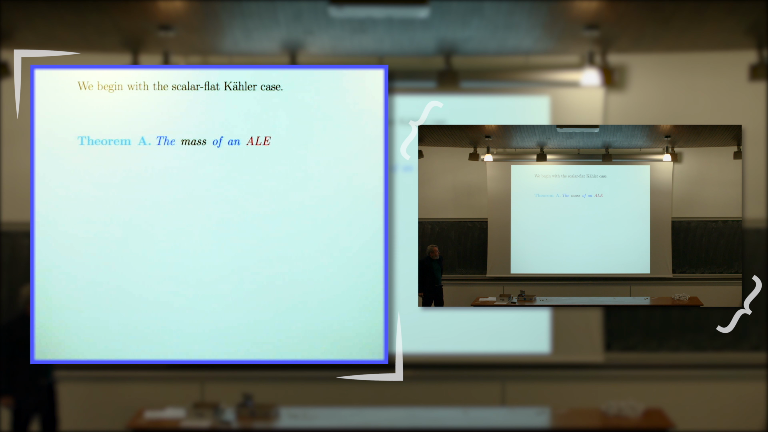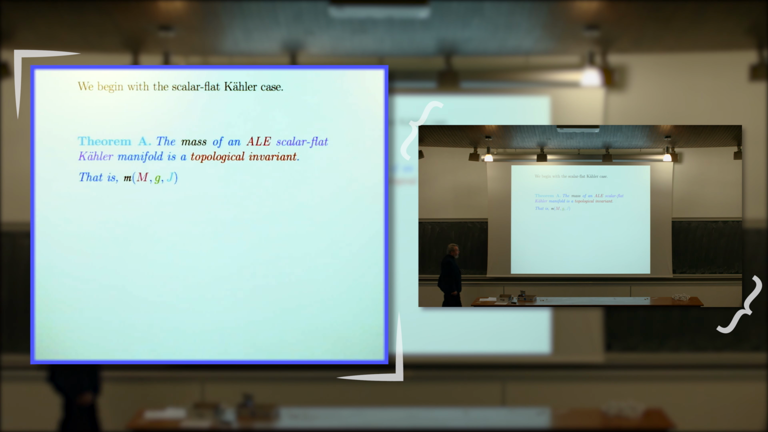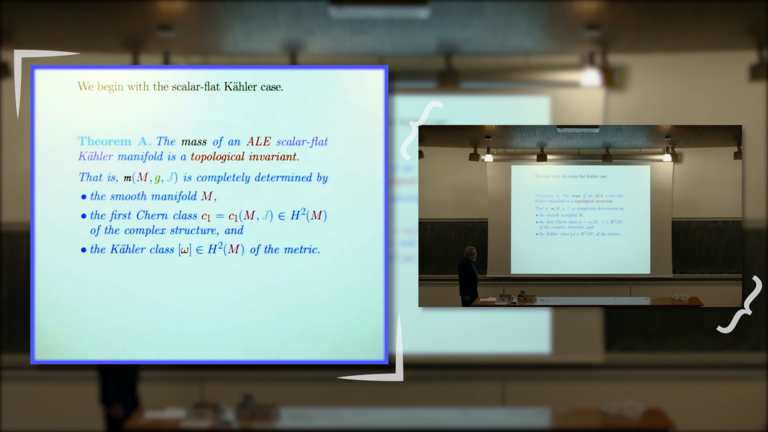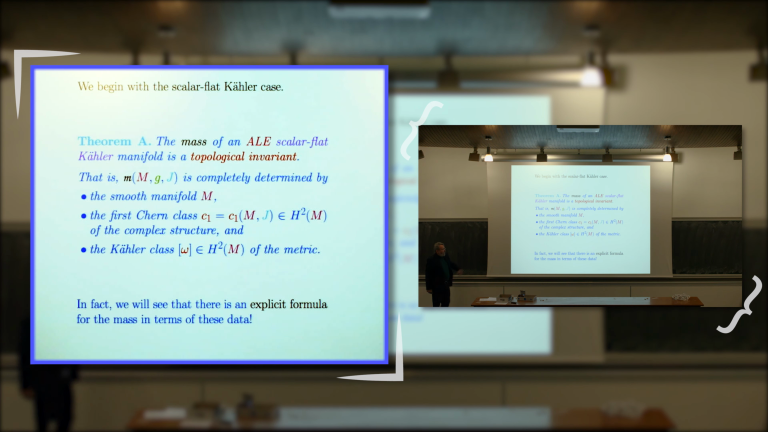All right, so in terms of the main results, one of the main results is in the case when the manifold is actually scalar flat Kähler and ALE. The statement is that the mass is a topological invariant. Namely, it's determined by just the smooth manifold, the first Chern class, and by the Kähler class. Now, in fact, the way this is proved actually produces a specific concrete formula, which I'll show you in a moment. It was actually kind of hard, calculating the mass as this limit, it seems very complicated. But after you see this formula, you can just look at things and say, oh, I know what the mass of that is.